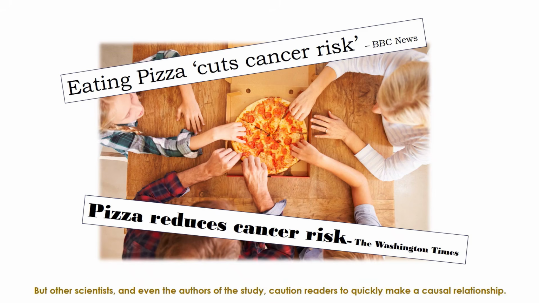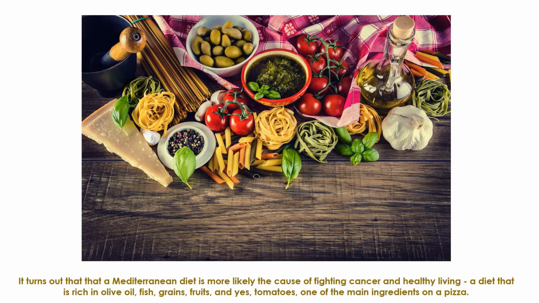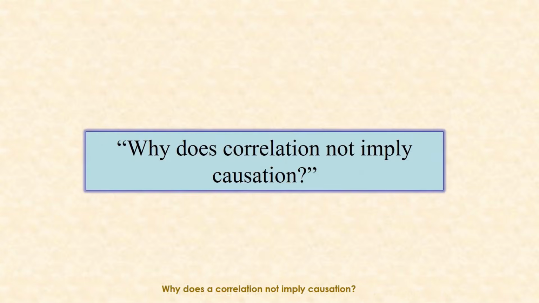But other scientists, and even the authors of the study, caution readers to quickly make a causal relationship. It turns out that a Mediterranean diet is more likely the cause of fighting cancer and healthy living. A diet that is rich in olive oil, fish, grains, fruits, and yes, tomatoes, one of the main ingredients on a pizza. Why does a correlation not imply causation?